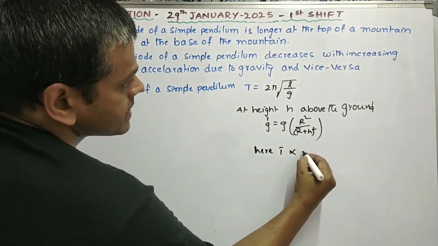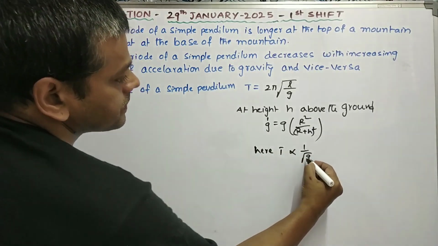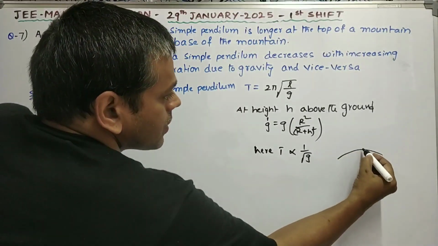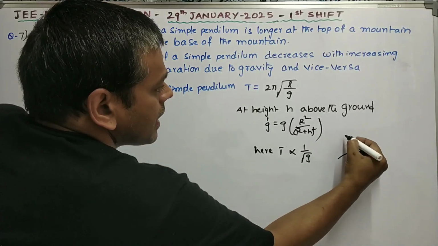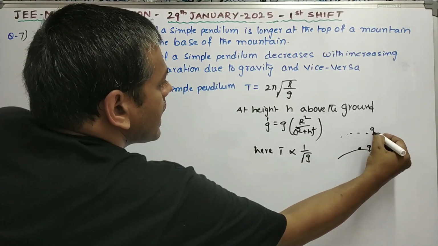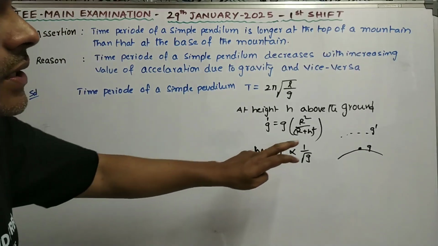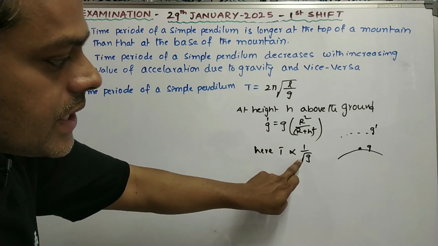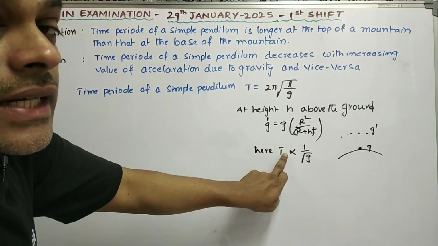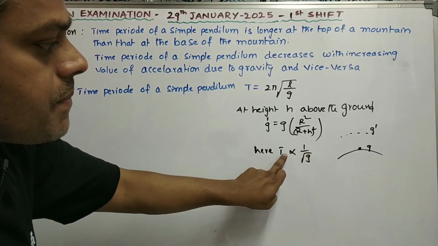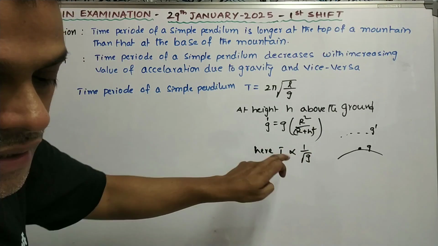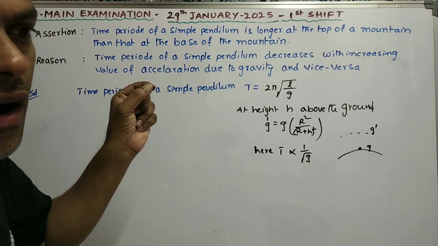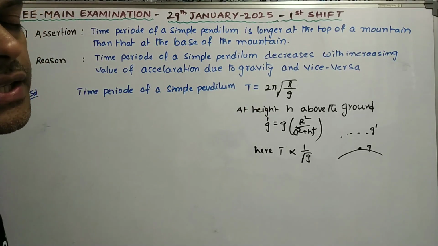Time period is inversely proportional to what? Root over g. When you go away, suppose this is the ground. On the ground, acceleration due to gravity is g. At height h above the ground, acceleration due to gravity is g dash. So when g dash decreases gradually, what happens? If g decreases, that means the time period increases. That means it takes a large time for completion of oscillation.